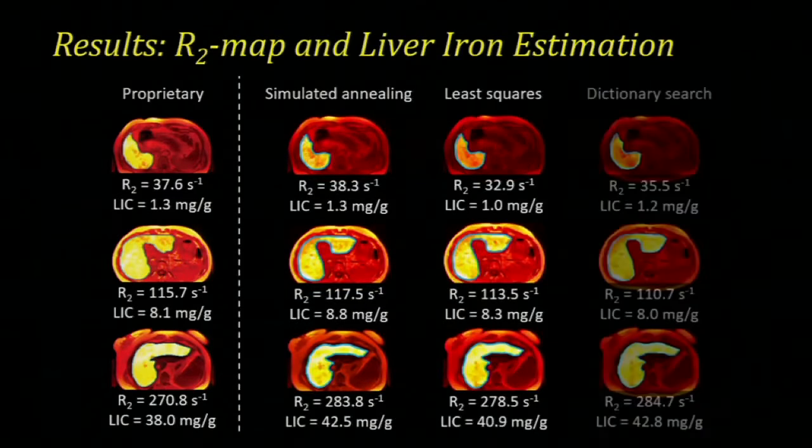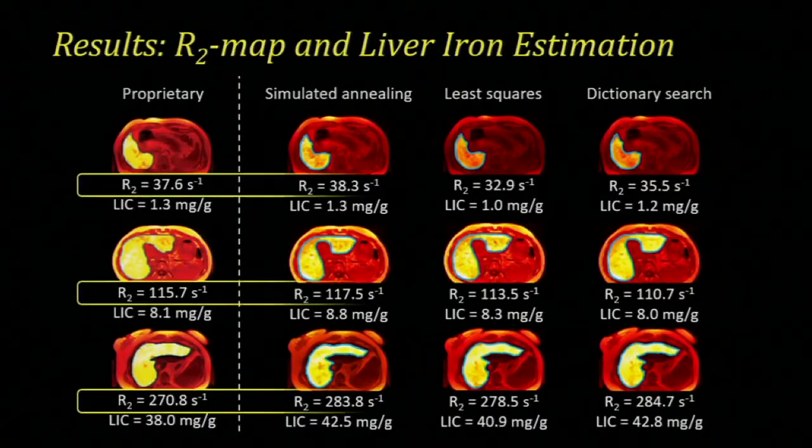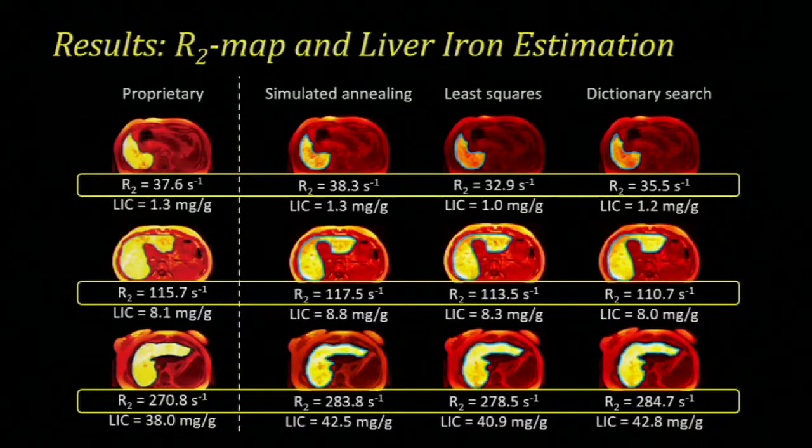Just for comparison, I have the R2 maps generated by us to the right of the dotted line. And the maps look fairly similar. If you compare the R2s across the board, they are also very similar: about 35 to 38 on the top row, about 110 to 118 in the middle, and 270, 280 at the bottom. How does this look across the population?